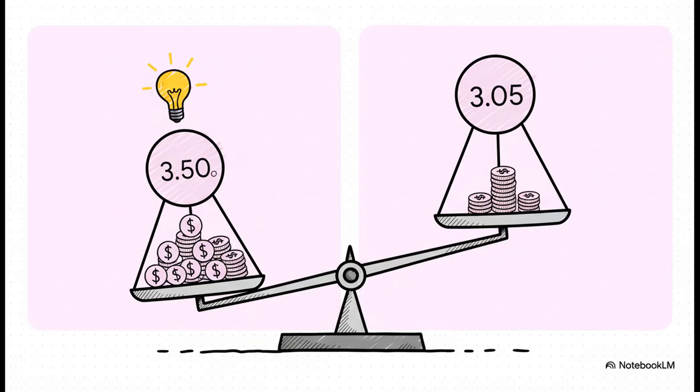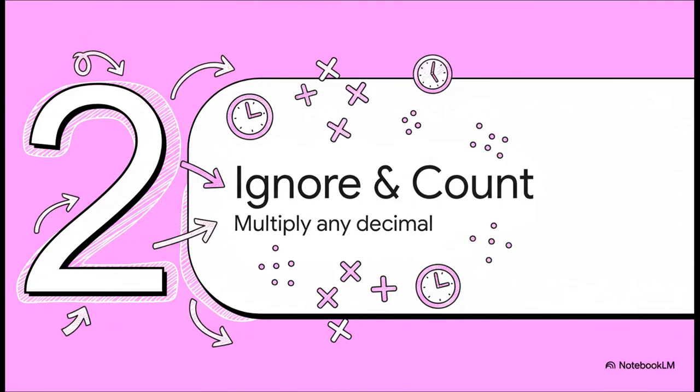Just think of it as money. We wouldn't say $3.5, we'd say $3.50. So just add a 0 to the 3.5. Boom! Now we're comparing $3.50 to $3.05. And it's totally obvious, right? 50 cents is way more than 5 cents. So simple. See? Easy. Okay, 1 down, 2 to go.